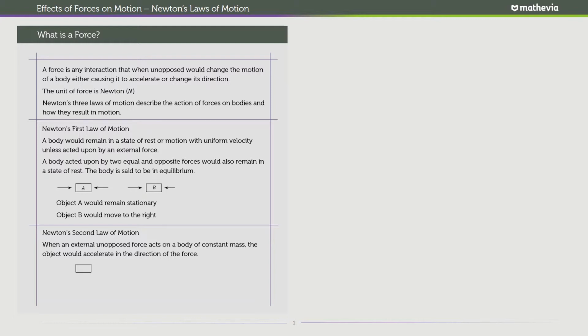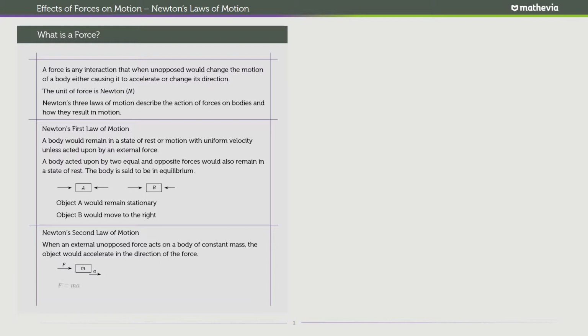And what you have is a body like this, and the body has a mass m, and you apply a force to this body, a force F, and it will cause this body to accelerate. Okay, very important there, accelerate. It will accelerate in the direction of the force. You have acceleration A.